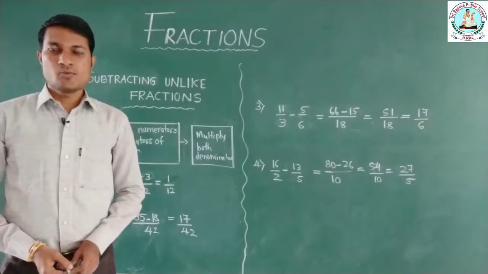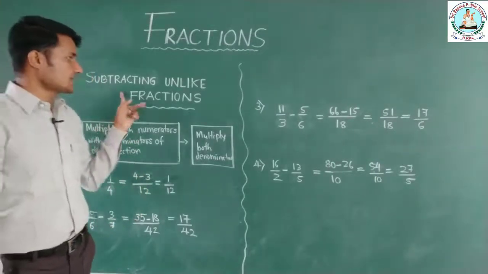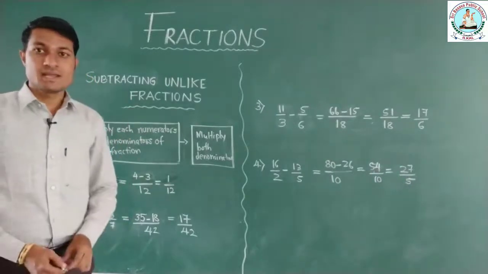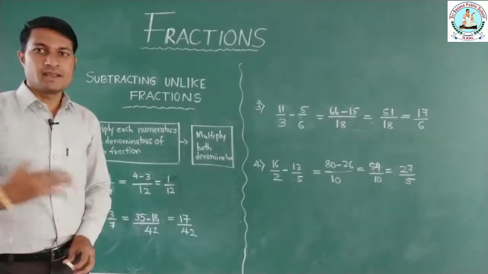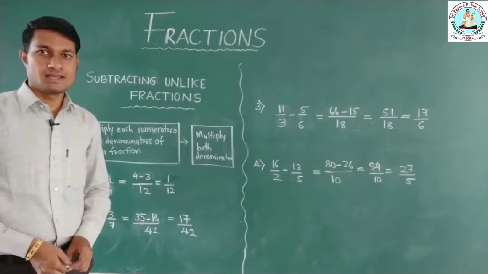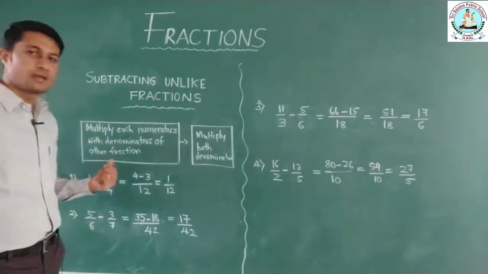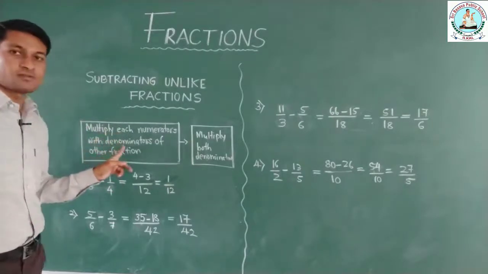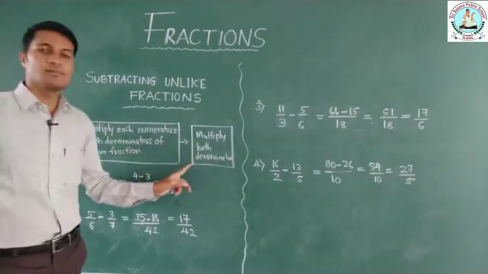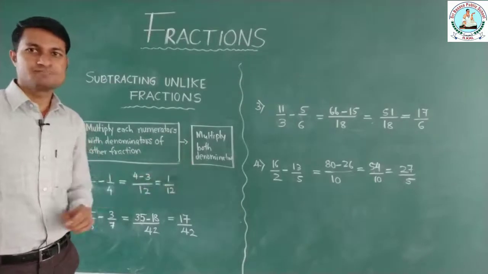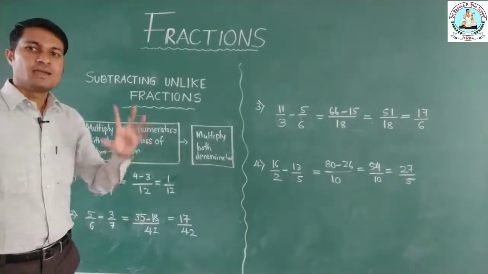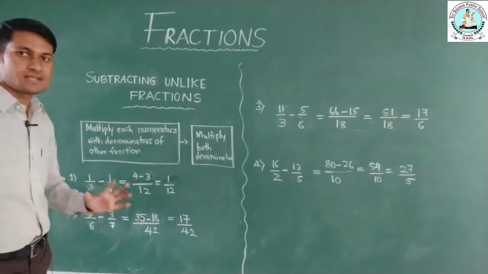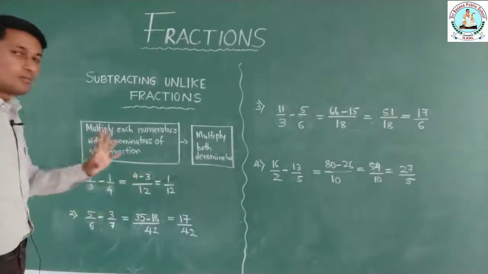Well students, now we are going to learn how to subtract the unlike fractions. Subtraction of unlike fractions can be done in the same way as adding the unlike fractions, in two steps. The first step is to multiply each numerator with the denominator of the other fraction, and then multiply both denominators. Both are the same, but the only difference is that there we added, but here we are going to subtract. That's the only difference between both, right?